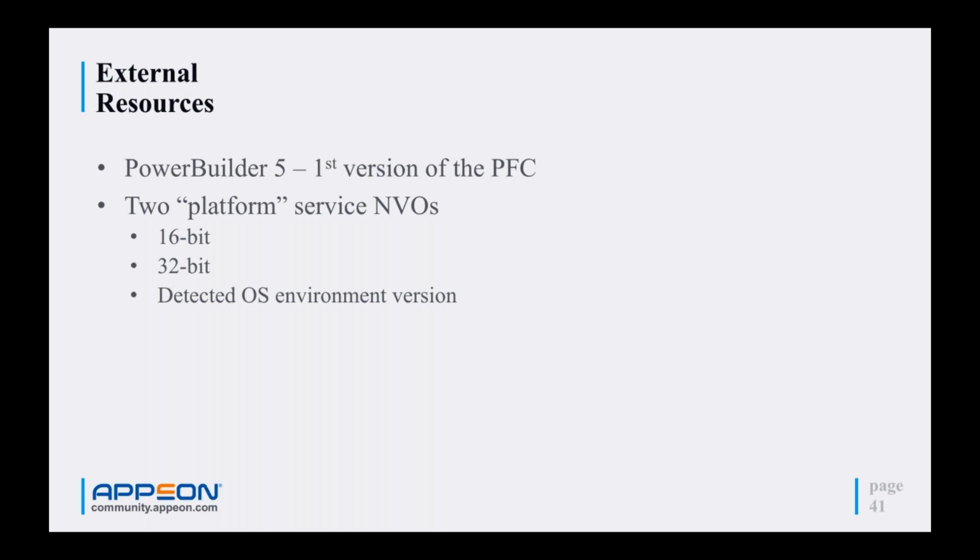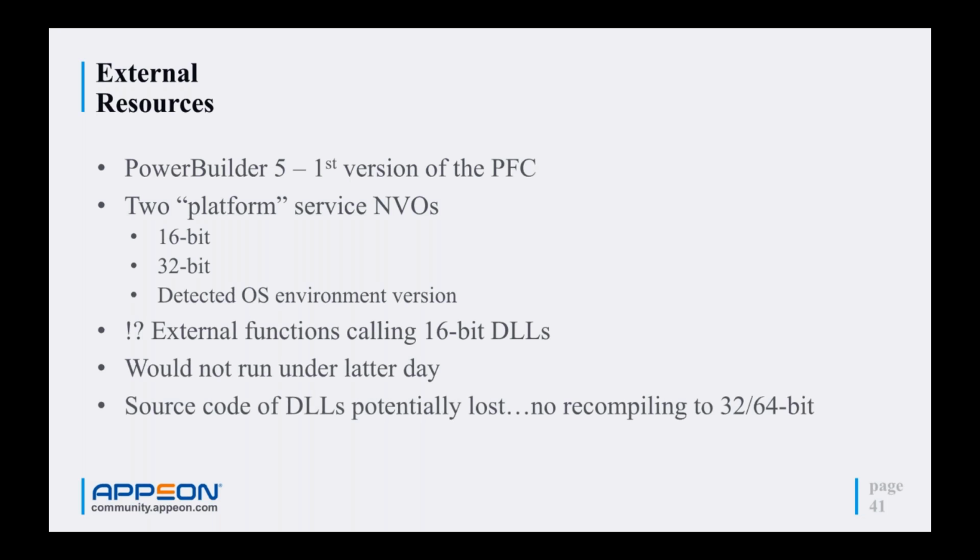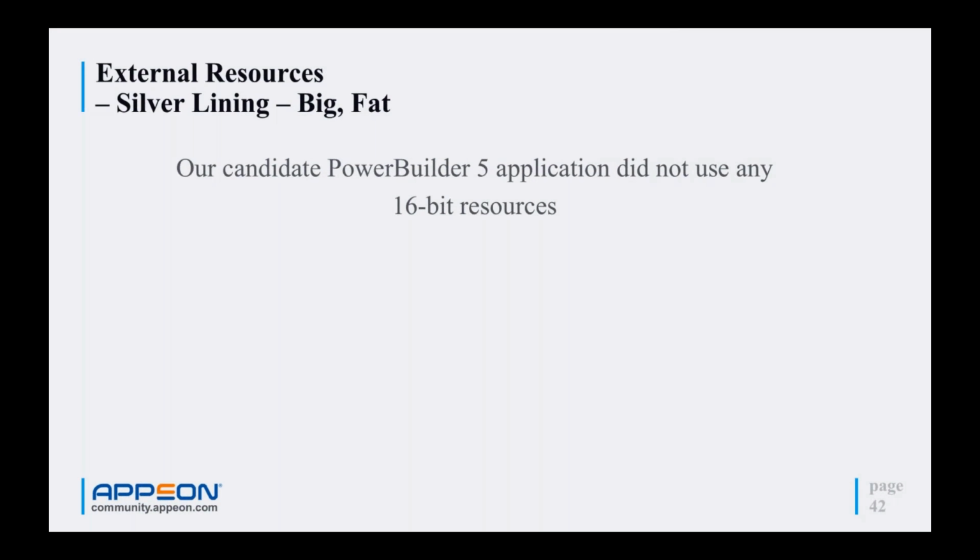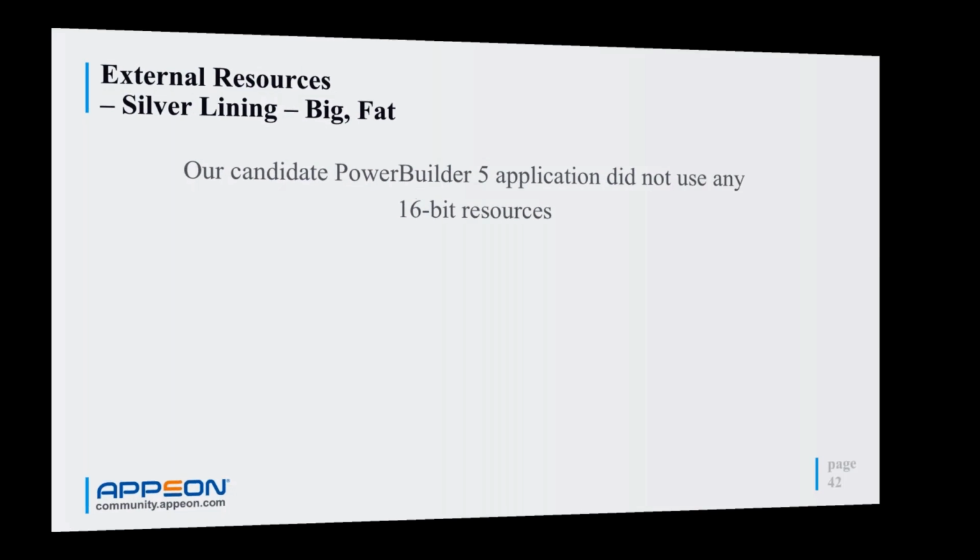There are unpleasant anecdotal accounts of applications that relied upon external functions calling 16-bit DLLs, which would not run under latter-day OSs and for which the source code had been lost. Fairly unpleasant anecdotal evidence out there. Now, our candidate PowerBuilder 5 application did not use any 16-bit resources. The one external resource was 32-bit, and the customer wished to compile to 32-bit, so all was well.